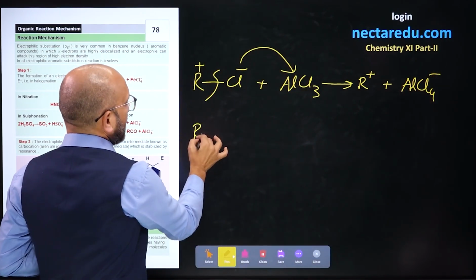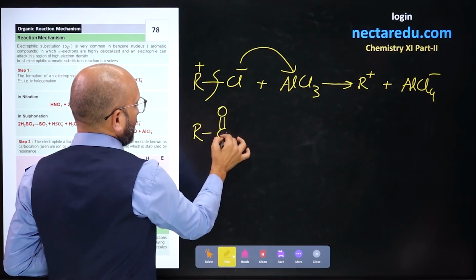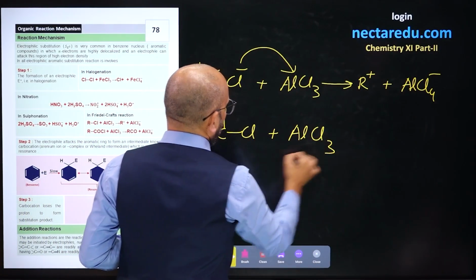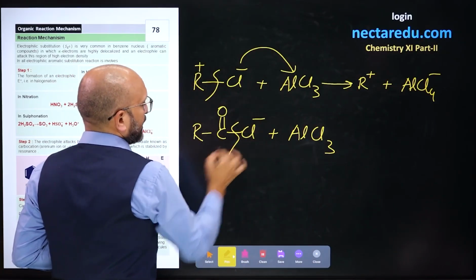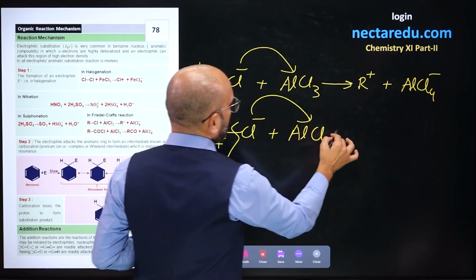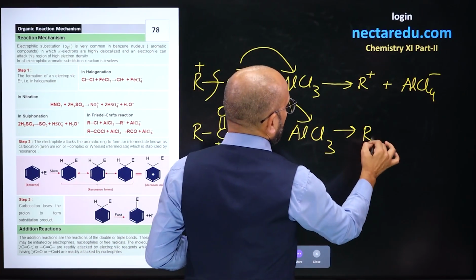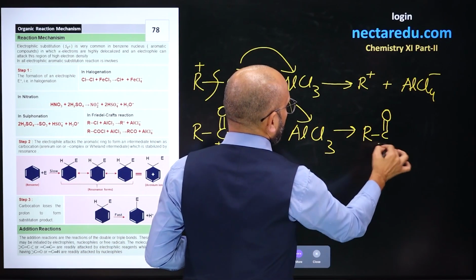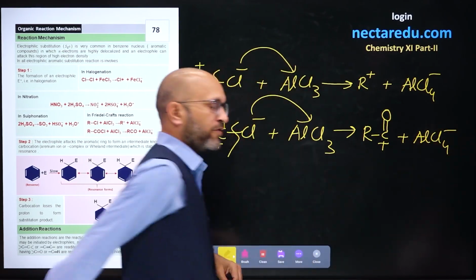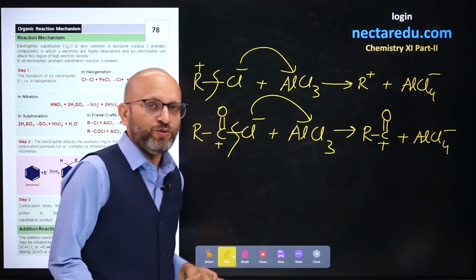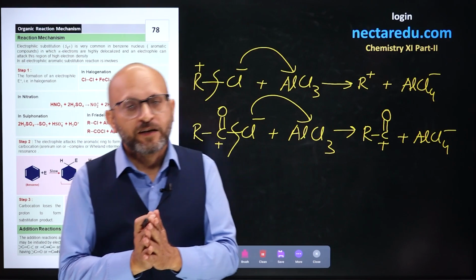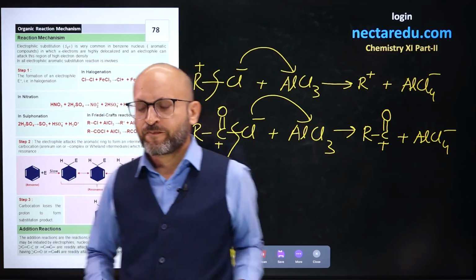Next, in Friedel-Crafts acylation, we take AlCl3 along with RCOCl. This breaks into Cl minus and RCO plus, and this Cl minus goes with AlCl3. You get the electrophile required, RCO plus, and AlCl4 minus is formed along with that. So I have explained how the electrophile is generated in electrophilic substitution reactions. This was step 1.